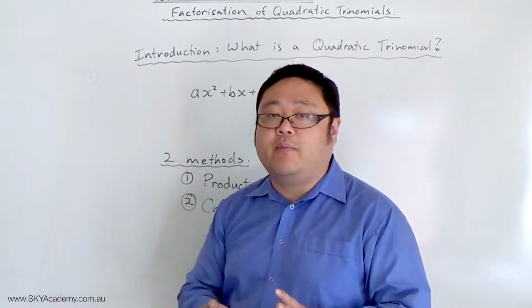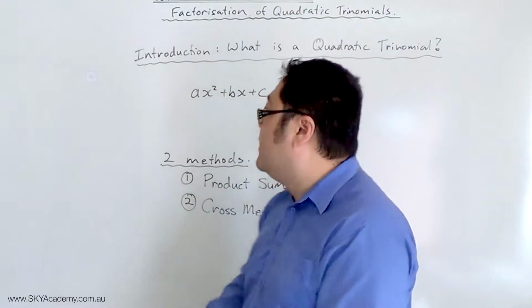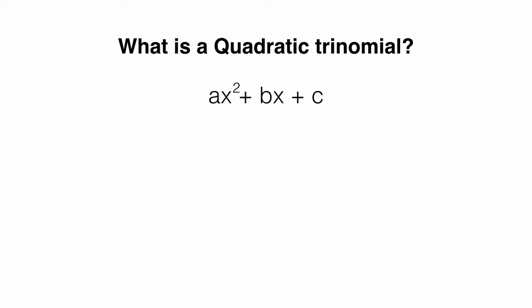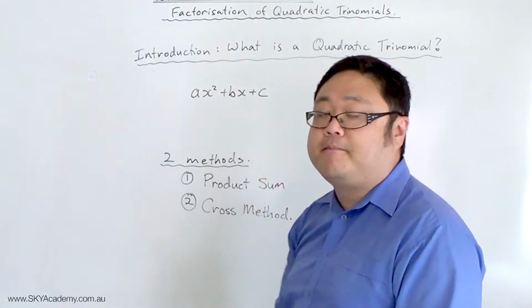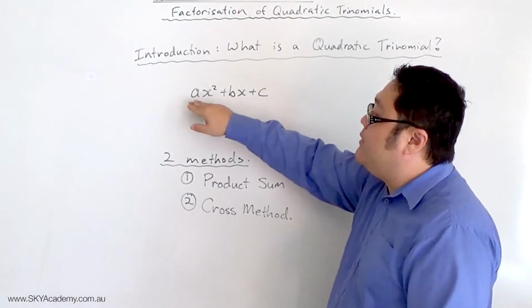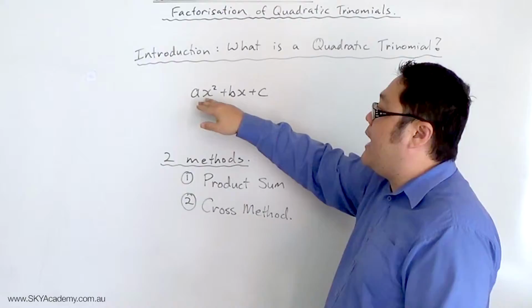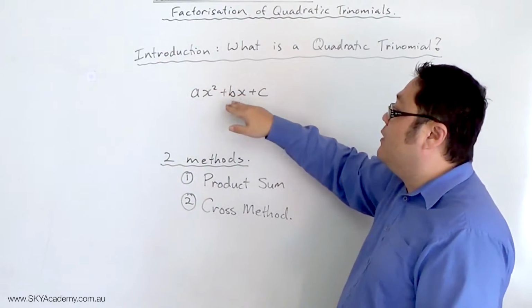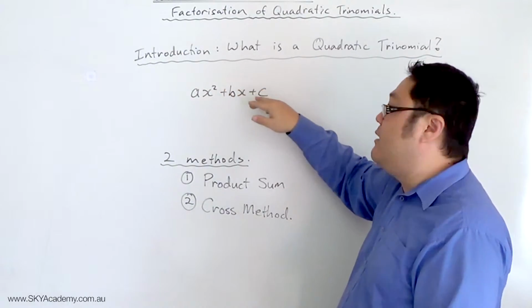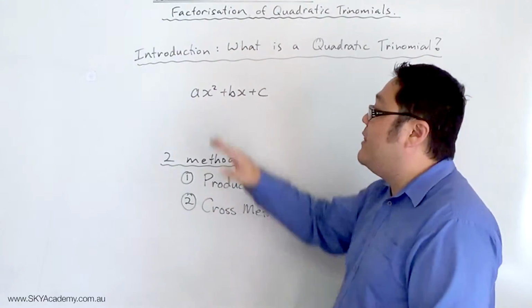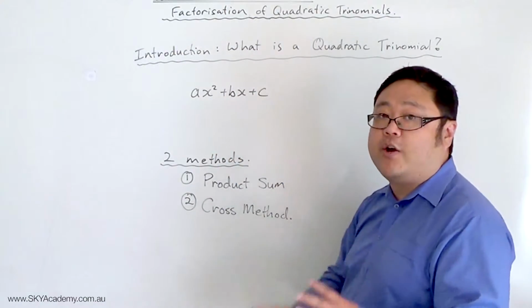A quadratic trinomial, tri meaning 3, consists of 3 terms: ax squared plus bx plus c, where a, b and c are numbers. It has 3 terms, where in its basic form the first term has a variable to the power of 2, followed by a variable to the power of 1, followed by a constant term. And that in its basic form is a trinomial.